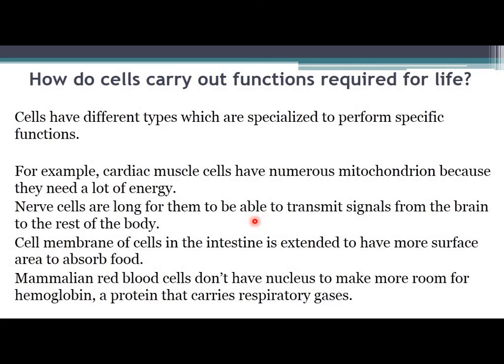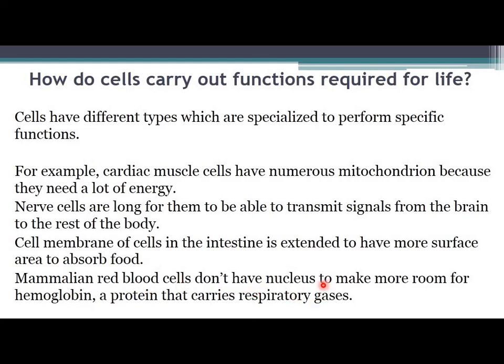Or brain, yan. Now, cell membrane of cells in the intestine is extended to have more surface area to absorb food, no? Bakit naman extended, no? O mahaba, no? Yung cell membrane ng ating cell sa intestine. Kasi nga, para mas ma-absorb yung mga nutrients na napupunta sa ating stomach. No? Yan. And then, we have also, mammalian red blood cells don't have nucleus.